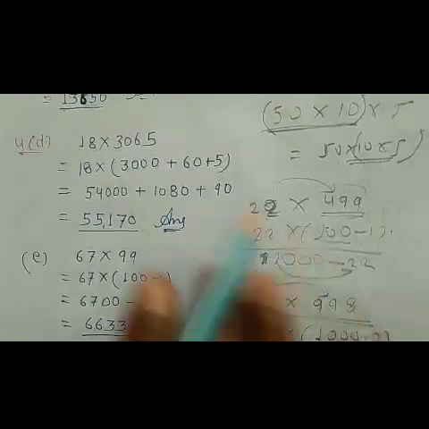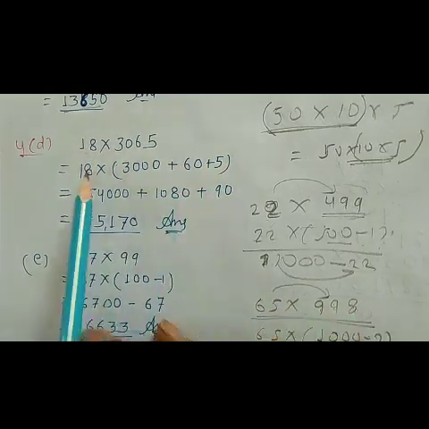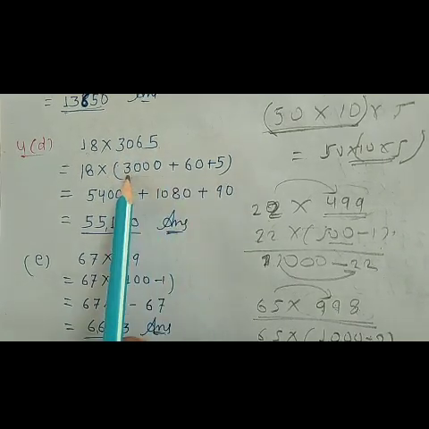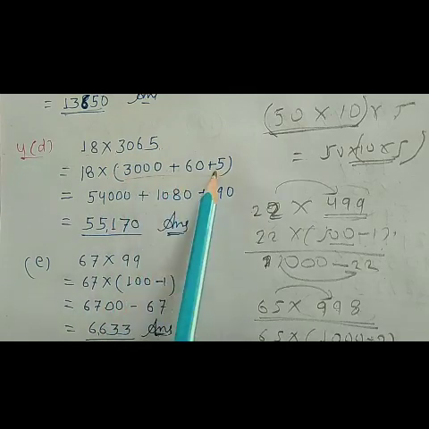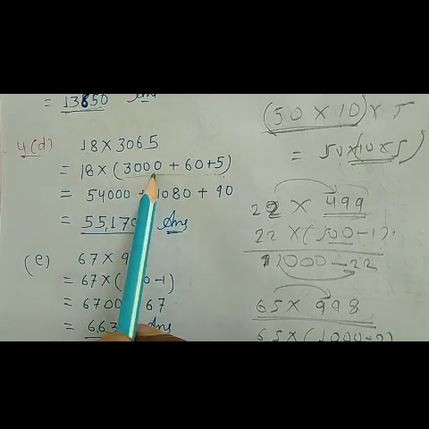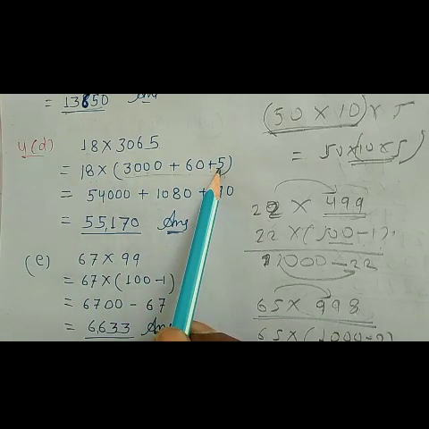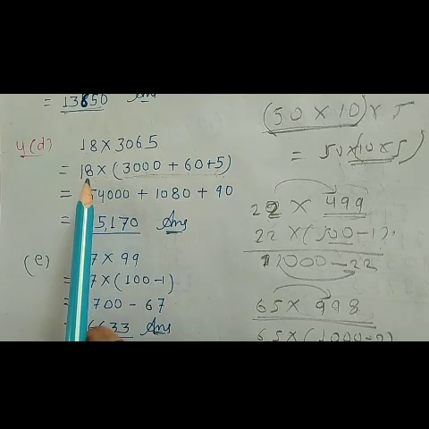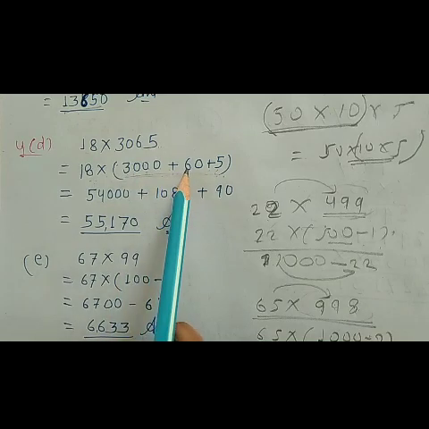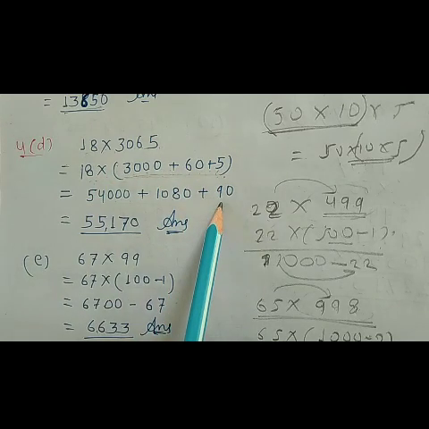Question number 4, part D. 18 into 3065. In this question, the property is used. 18 into 3065. Now write this number in expanded form, meaning distributive form, meaning this number we have distributed. Now we will distribute this number: 18 into this, plus 18 into this, plus 18 into this. We have distributed. Now this is the expanded form. 18 threes are 54, these 3 zeros and 54,000. 18 sixes are 108. Now this 0. Now 18 fives are 90.